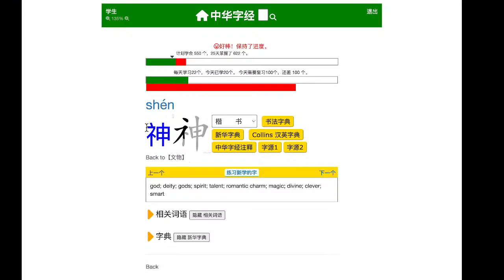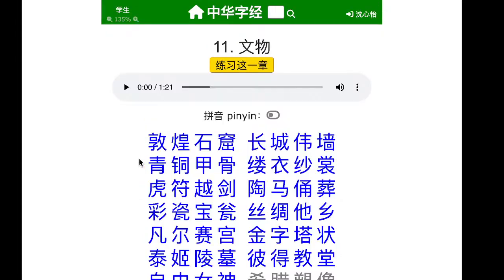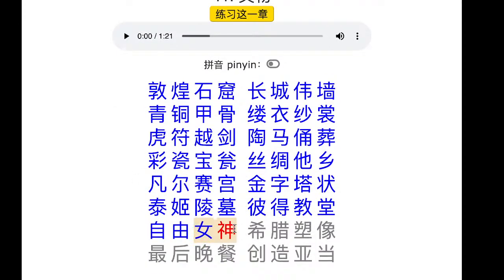Shen. This Shen is a god, deity, or spirit. Could also be a talent, like if you're saying, oh, her skills are godly, you could use that. Or magic charms, divine, clever, or smart. So 女神, this is the Lady Liberty, 自由女神, the Statue of Liberty, because she's like a spiritual embodiment of the concept of liberty.